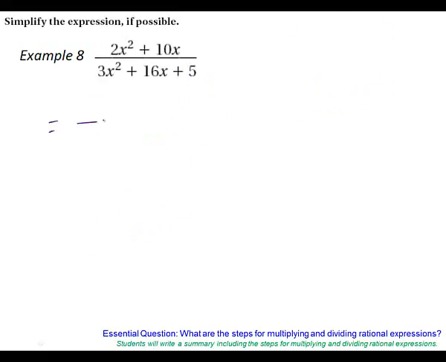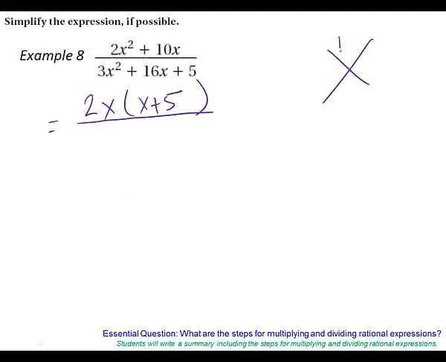Greatest common factor of the numerator is what? 2x. Take out the whole greatest common factor. What's left behind? X plus 5. Good. All right, I've got a trinomial in the denominator. What am I going to do to factor the trinomial? Good. So 2 numbers that multiply to 15 and add to 16. Good. Do I need a box? Yes. Why?